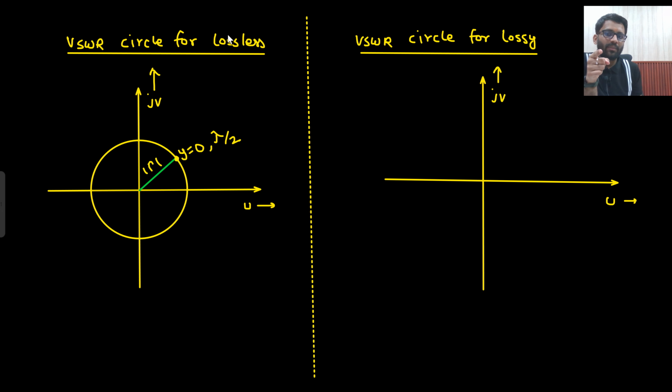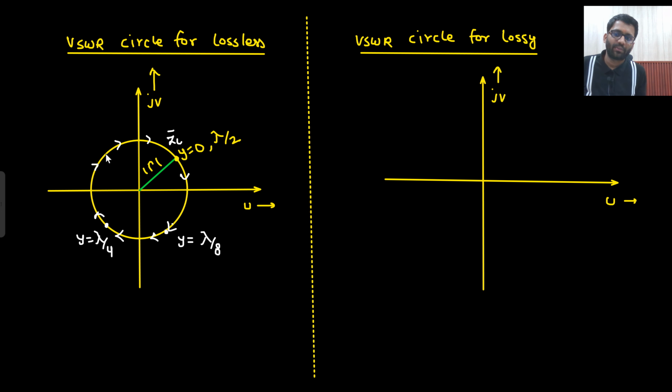So if I draw the VSWR circle for a lossless line, then it would be something like this. Let's just say this is my ZL dash. If I have located my ZL dash, now on the transmission line I am going towards the source. So where will I walk? I will walk in the clockwise direction. So at roughly a 90-degree angle, you will be getting your lambda by 8. At exactly 180-degree angle, you will be getting your lambda by 4. Then at 270-degree angle, you will be getting your 3 lambda by 8.